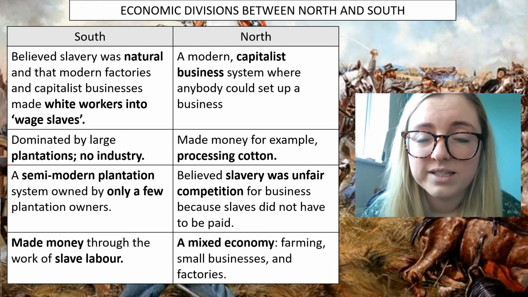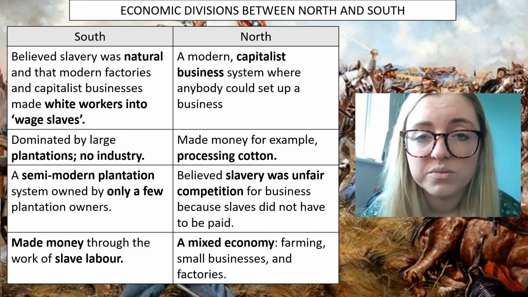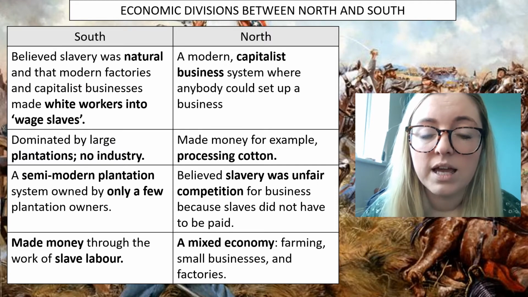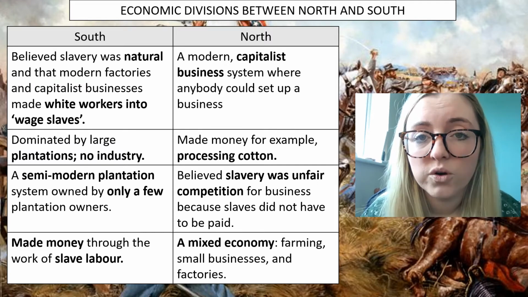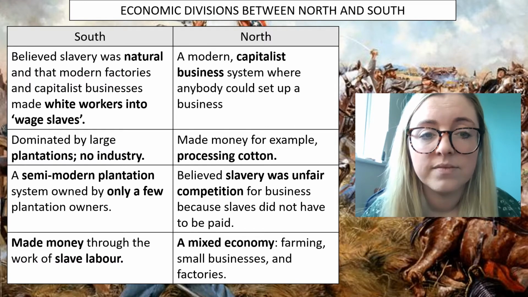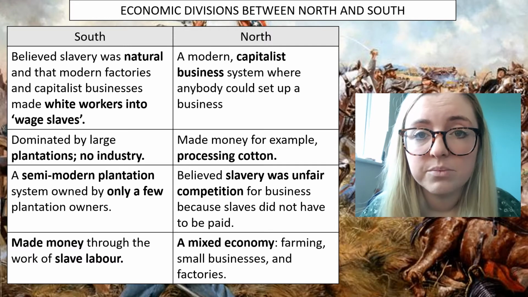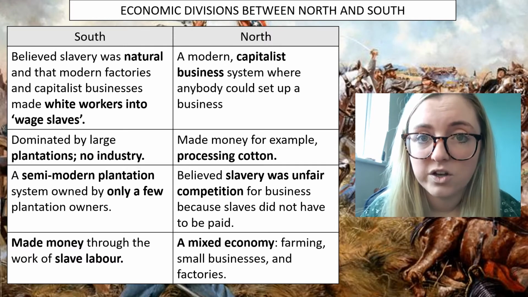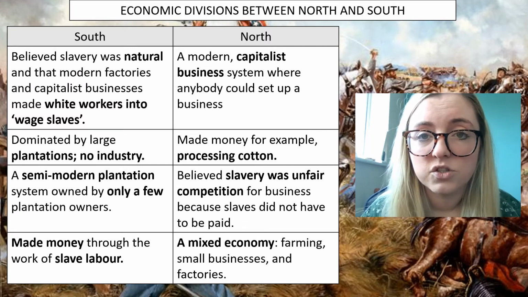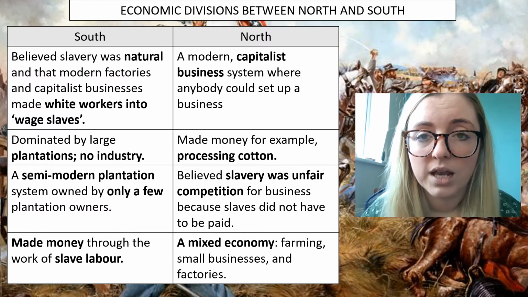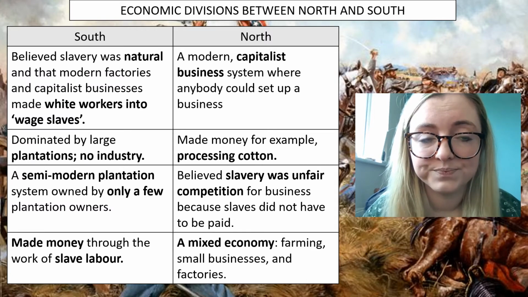In the South, it was a semi-modern plantation system. However, the plantations were only owned by a few slave owners or plantation owners. In the North, they believed slavery was unfair competition for business because slaves were not paid. In the South, they made money through slave labour. In the North, they had a mixed economy, as I said, and they had some aspects which were farming, there were small businesses, and there were large factory owners as well.